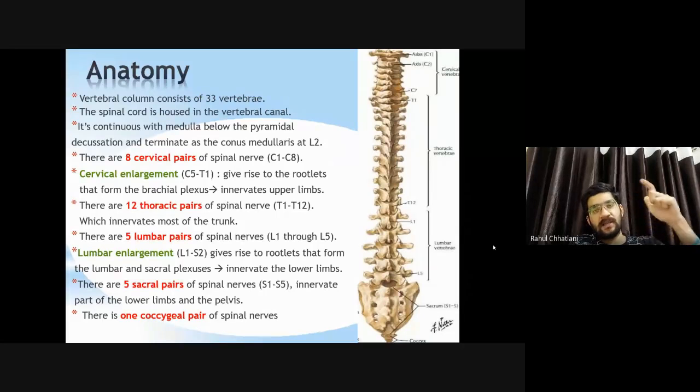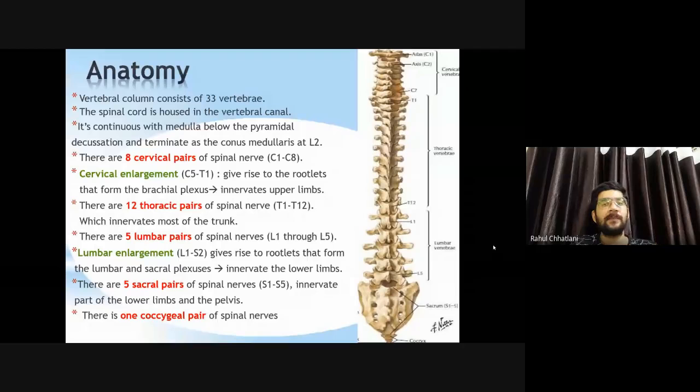Up to this, L1 to S2 completely join and form the lumbar and sacral plexus, which innervates our lower limbs, and all the movements and sensations are possible in the lower limb. There are 5 sacral pairs of spinal nerves, S1 to S5, innervating part of the lower limb and the pelvis. And there is one coccygeal pair of spinal nerves. So you should be clear about the anatomy.